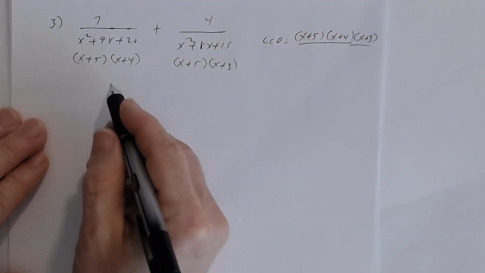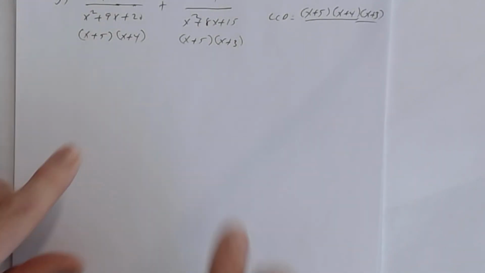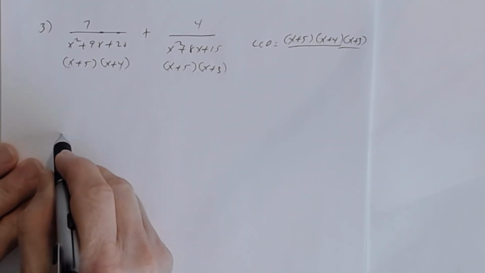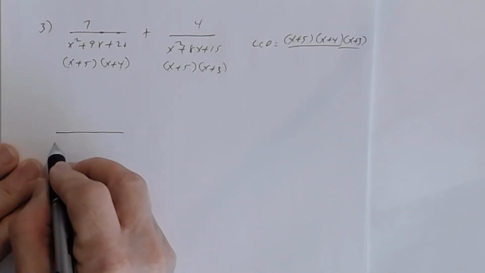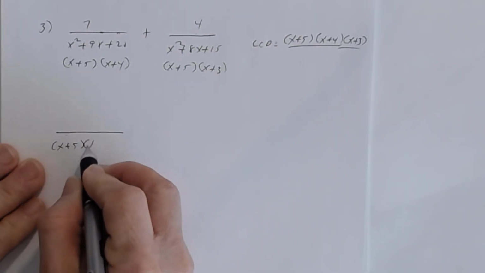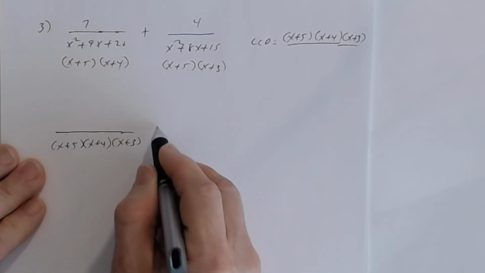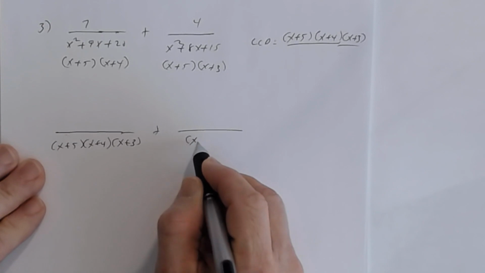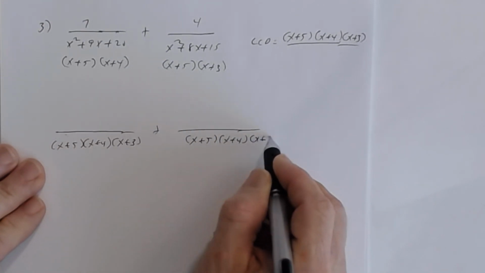So let's talk about that. Let's write equivalent fractions. So remember that underneath here, you're going to write two fractions with that least common denominator. So you're going to write these three factors: x plus 5, x plus 4, x plus 3, plus, same thing here, x plus 5, x plus 4, x plus 3.